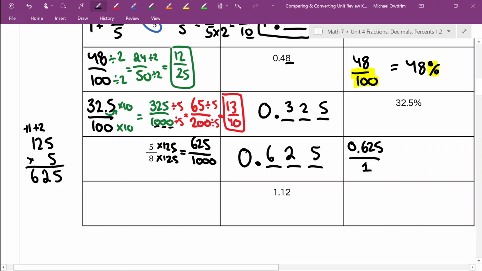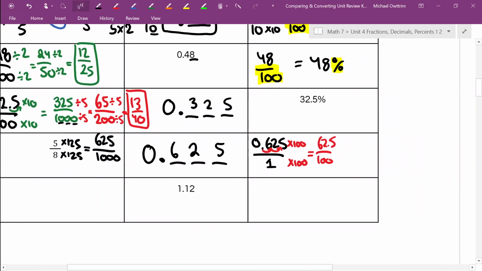And then for our percent, we can start with that decimal. And remember, any number can be written as itself over 1. To make it out of 100, we'd have to multiply that by 100, and that moves our dot 2 times. So that'll be 62.5 out of 100. And 62.5 out of 100 is 62.5%.